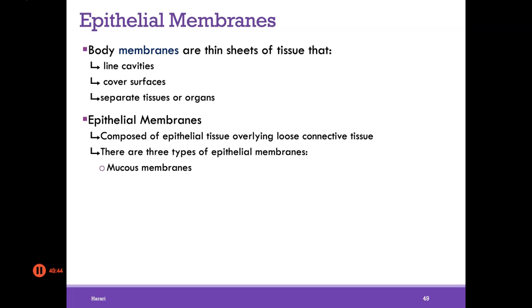But we'll talk about three kinds of epithelial membranes. The first is a mucous membrane, then a serous membrane, and finally the cutaneous membrane. So these are three types of epithelial membranes.